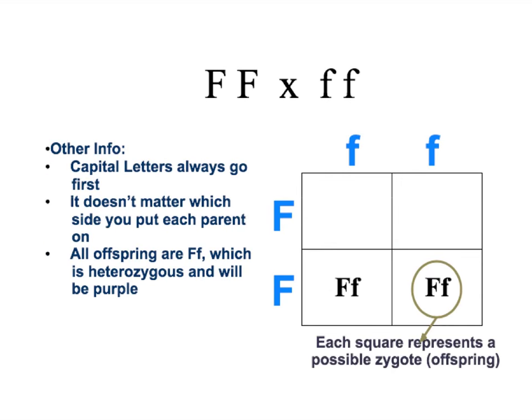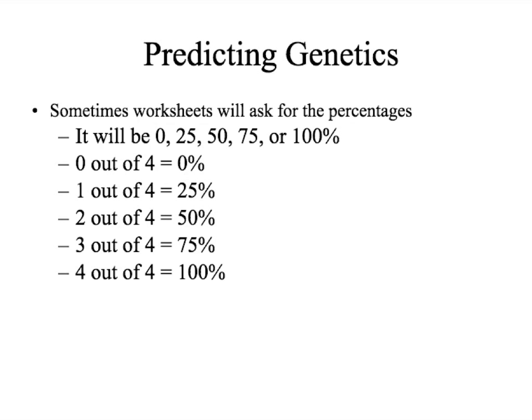Okay, so we can fill it in again. You can kind of see it here. Done. All right. Sometimes we're going to be asked to predict things. So what we'll do is we'll count the number of squares that match it and divide it by the total number of squares, and that gives us what our percentage is. Okay, so in our case here, what we had is all four of the four possibles were this uppercase, lowercase, heterozygous condition. So that means that 100% of the offspring are going to be that way.